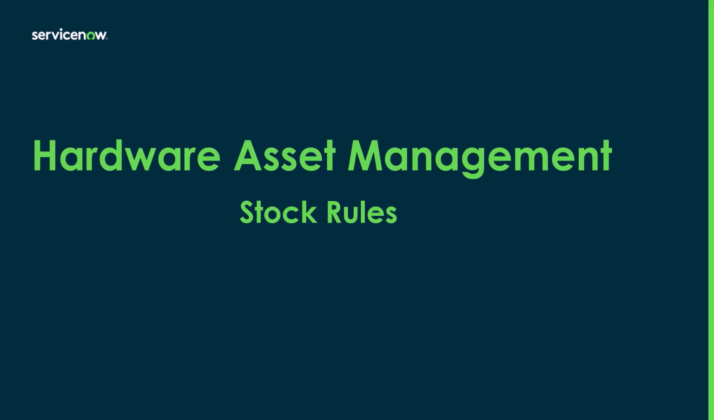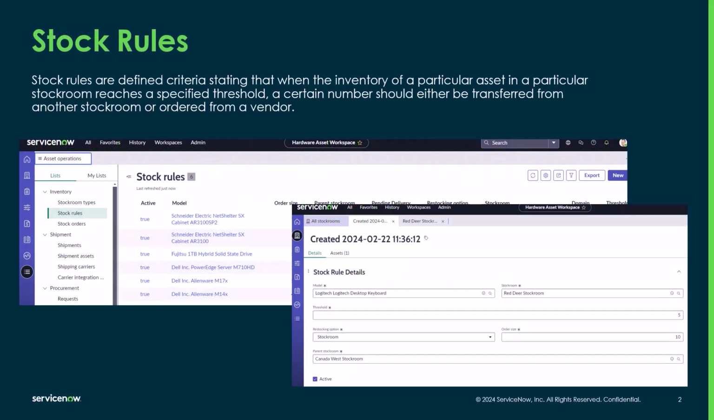Today I'm going to be talking to you about stock rules. Stock rules can be used as part of your inventory management process to maintain your inventory levels of specific models in specific stockrooms. This feature can automatically assist your inventory managers by keeping stock levels at an optimum level and ensure that asset requests can be fulfilled quickly, which in turn keeps the requesting user happy and continuing to use the request process.